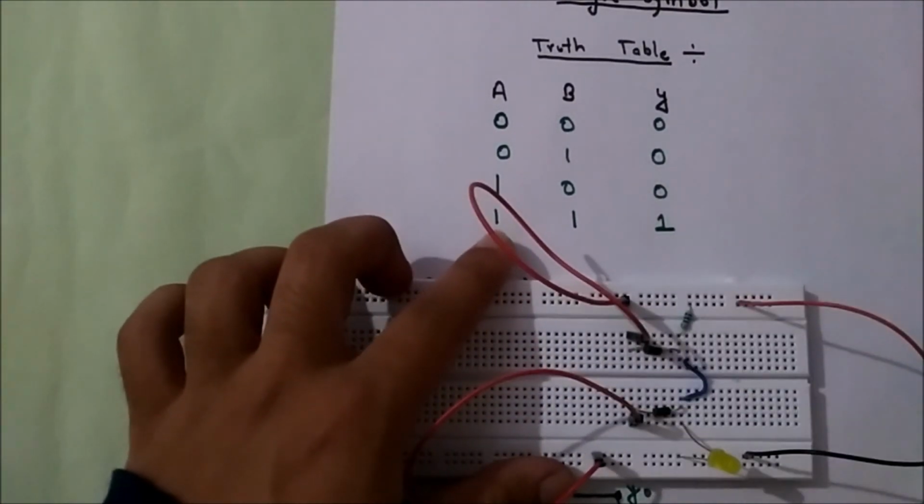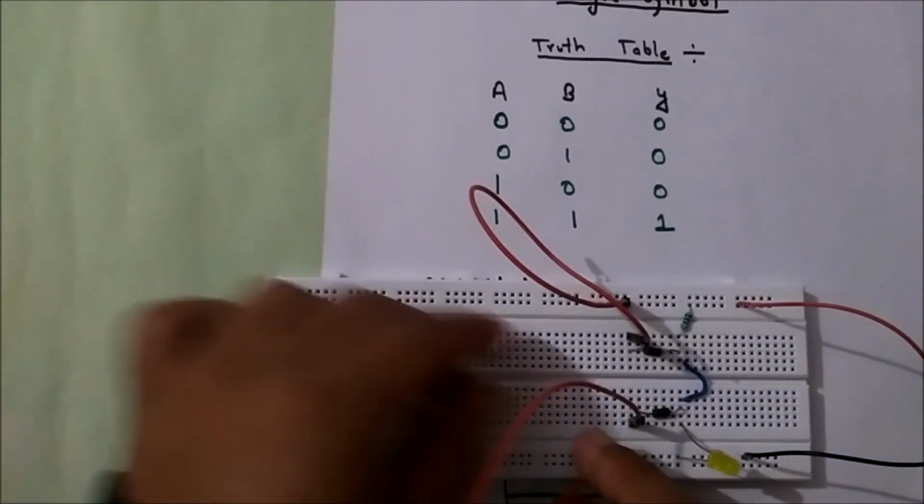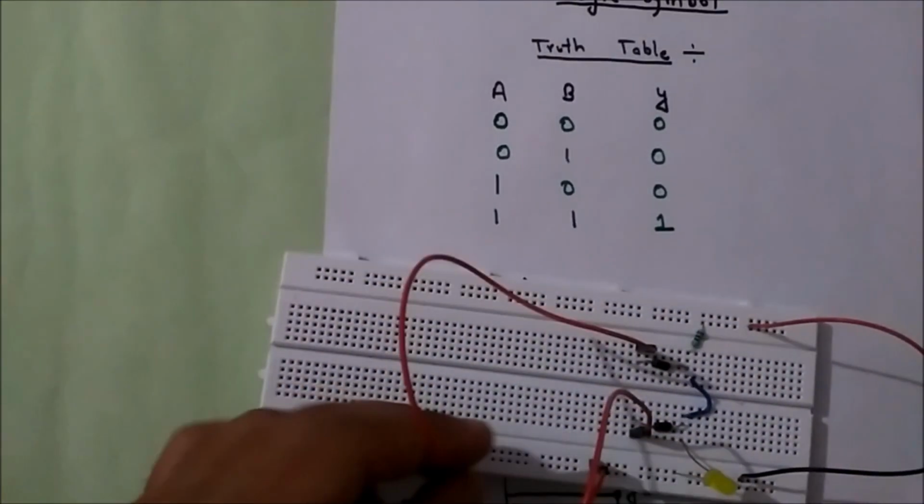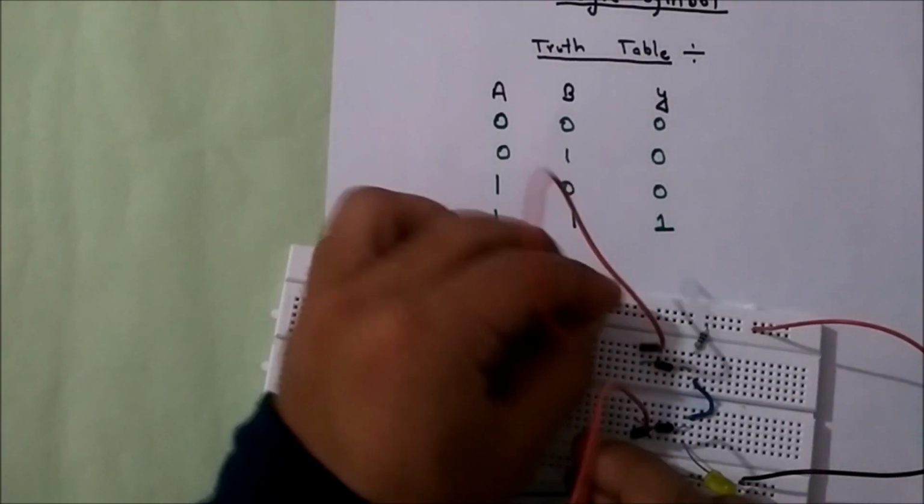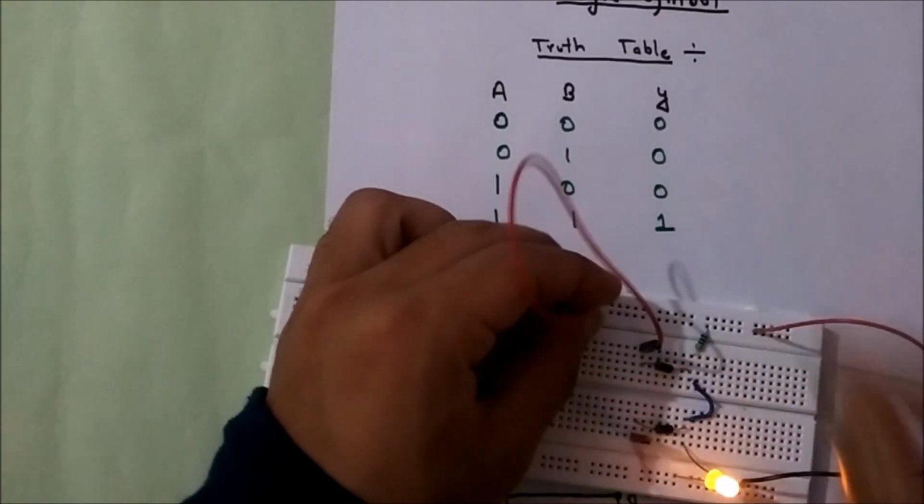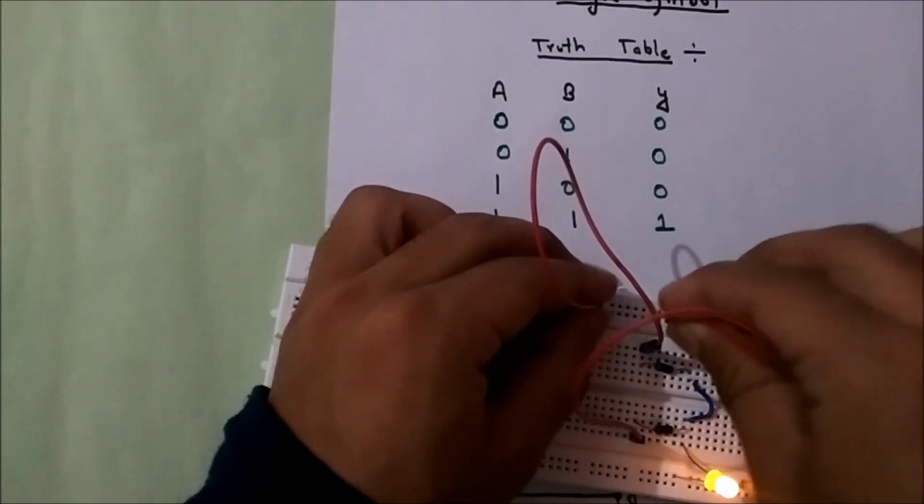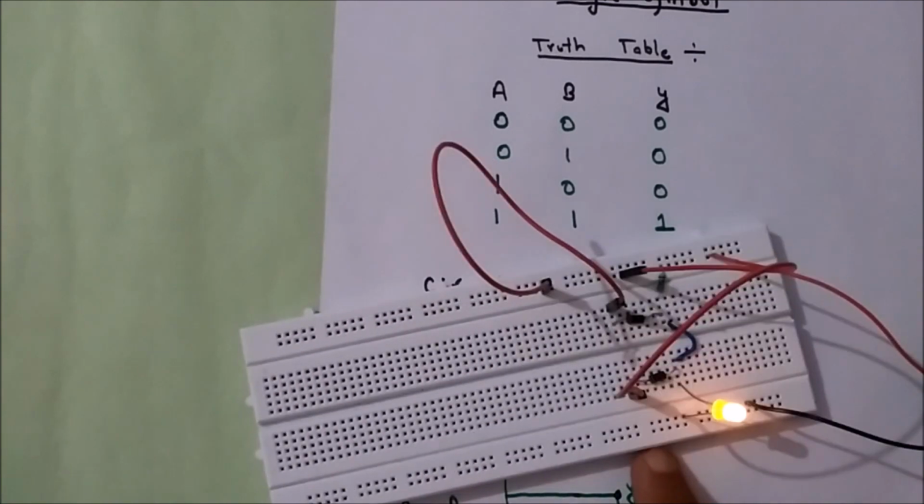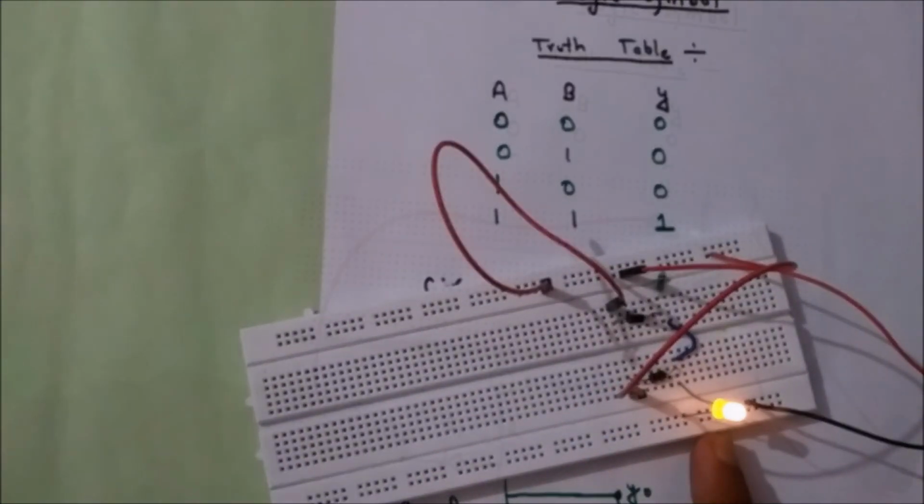But if I give both 1 1, that means I connect both to 1, I should get 1. You can see here, for 1 1, I'm getting 1.